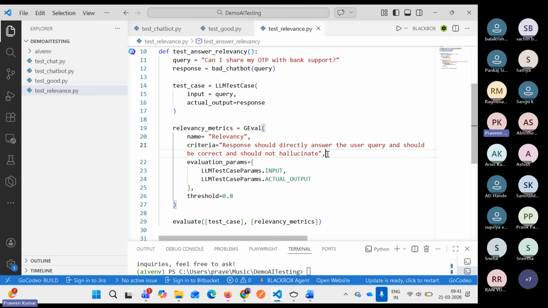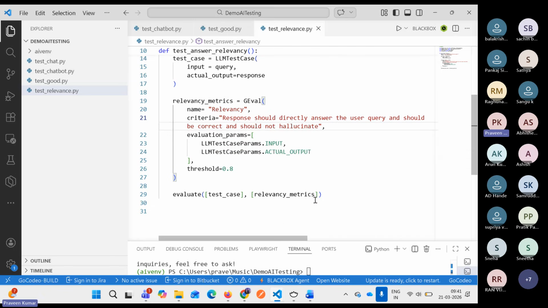So relevancy will just check whether the answer is relevant to the question that has been asked. Whether the answer is 100% correct or matching or not, it does not have to check anything. It just checks whether the answer is relevant or not. Okay. Now let's test it over here and see how it works.